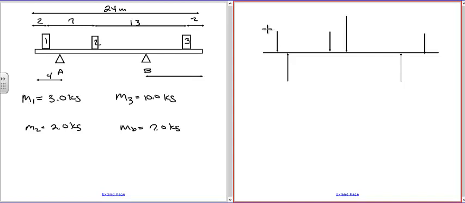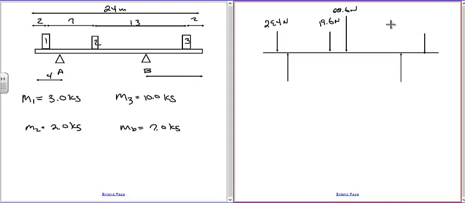And what we can do is go ahead and calculate the weights. So you would take each one of those and multiply by 9.8. So I'll let you do that. This is 29.4. M2 is 2 times 9.8, which is 19.6. This is the weight of the beam, which is 7 times 9.8. So that's 68.6. These are all newtons.